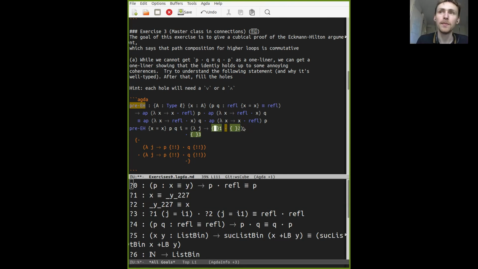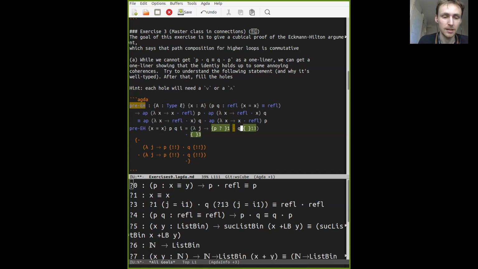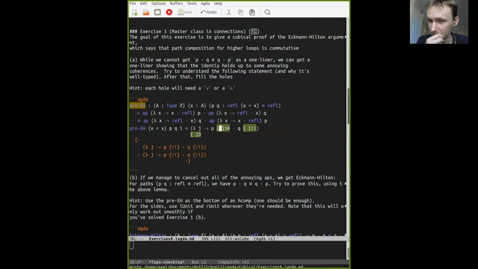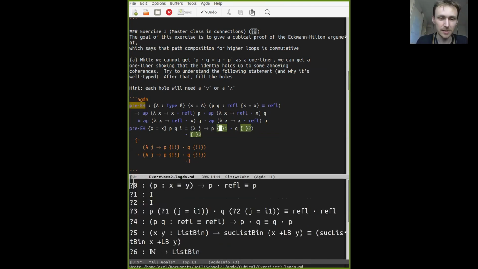Well, okay. So when i is 0, we want p here. That means we're going to have to introduce a p here. And when i is 1, we want a q here. So this has to be a q. So now the question is, how can you fill these new holes here with interval variables such that this actually reduces to what we want?